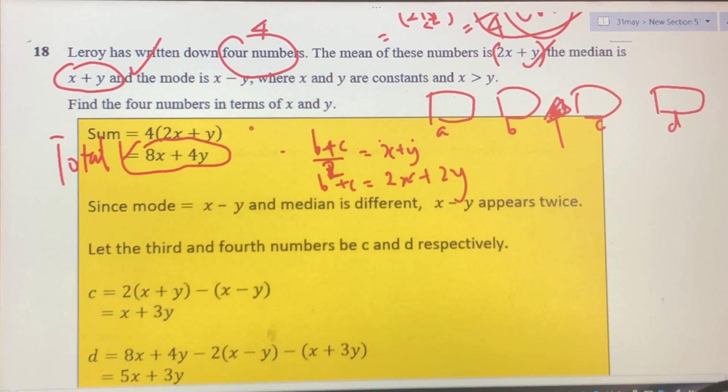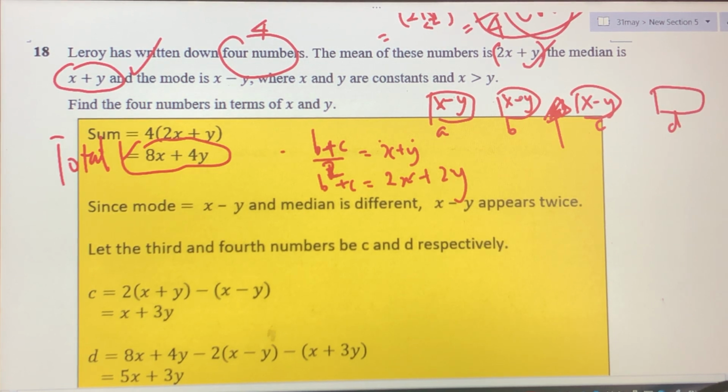Now, can you see there are four numbers. Let's say this is x minus y. Definitely, because there are four numbers, I need another number having x minus y. Then maybe this is the mode. That means there are only two x minus y. Now ask yourself, can it be another x minus y here?